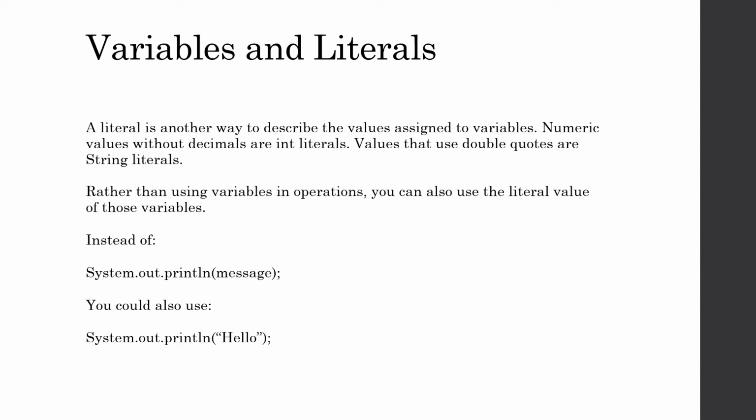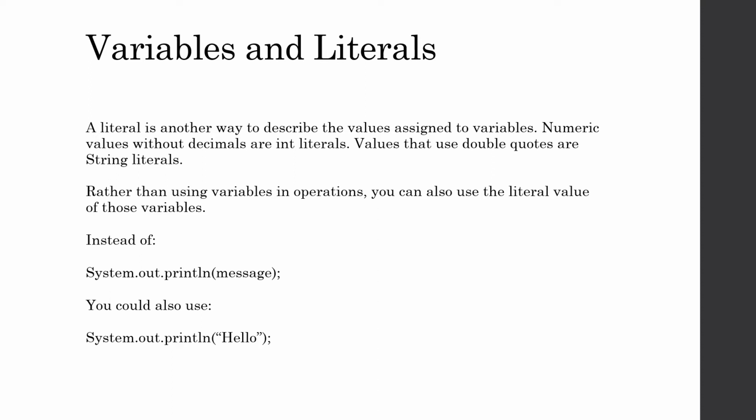Alright, so one last component when it comes to the structure of our programs that I want to cover is the distinction between a variable and a literal. A literal is another way to describe the values that we assign to our variables. If we deal with numeric values without any decimals, say like the number 25 that we saw before, that would be an int literal. Any value that we use double quotes around, that's going to be a string literal.